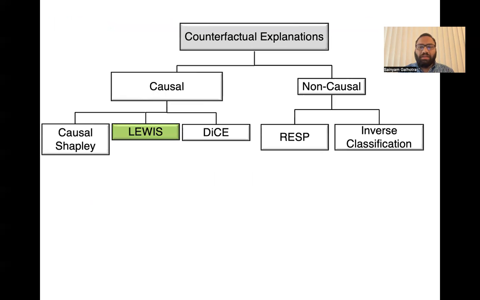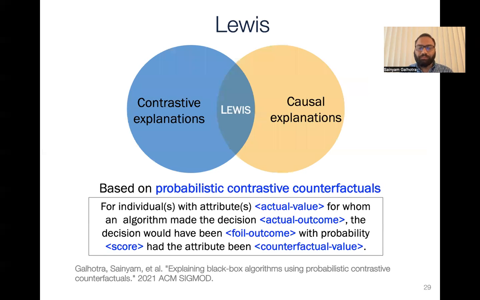Now, moving on, we present LEWIS, which is a causal technique to generate counterfactual explanations, and this technique was published in SIGMOD last year. At a high level, LEWIS generates explanations that are causal and contrastive in nature. These explanations model the counterfactual scenario by following the template of contrastive counterfactuals as shown here. Given an individual or a set of individuals with some specific attribute value who received a specific outcome, the outcome would be different with certain probability if the attribute value was the counterfactual value of that attribute.